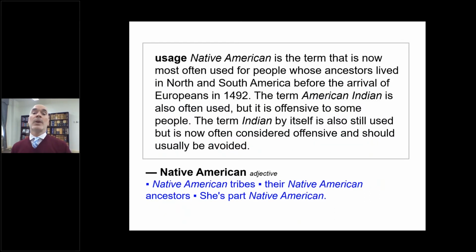Now, there are other questions of sensitivity. So this is extra linguistic, this is cultural. The term Native American is most often used. We don't use American Indian so much anymore, and the term Indian itself is also still used, but it can be considered offensive. So there you have a nice little paragraph that explains to you that there is some important information that is cultural to know about how to use these terms.